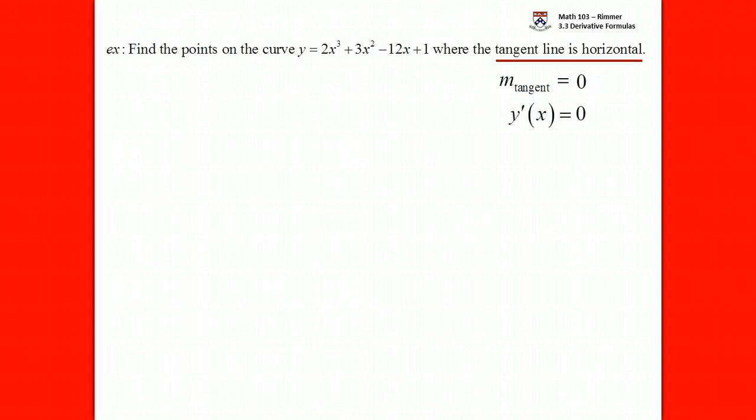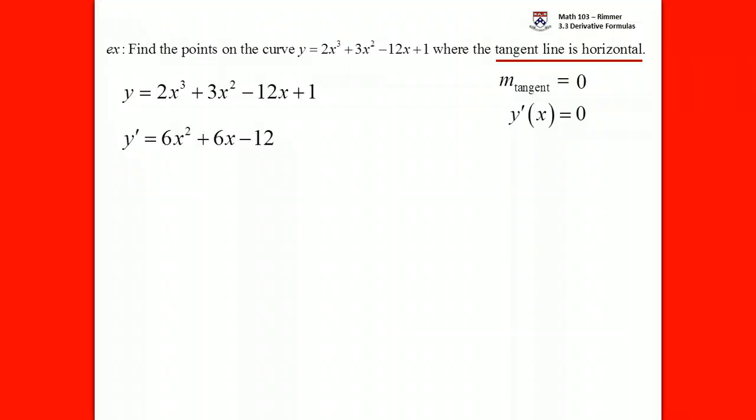So what's the derivative? Use the power rule on each of the individual terms. You should be able to just look at it and quickly spit out what the derivative is. If that's your function, what's your derivative? First term is 6x squared. Second term? 6x. And third term? Minus 12. Okay, great.